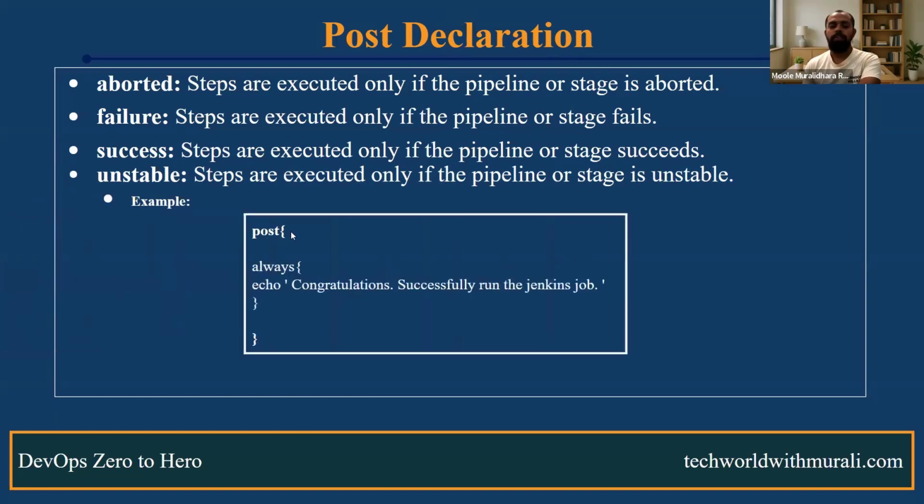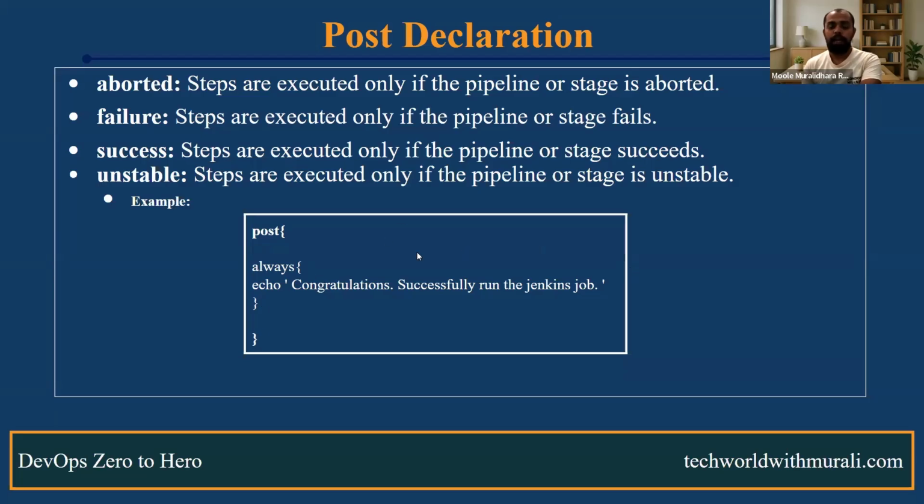Here we define options, post, open, close, always, open, close. Here you can see echo, congratulations, you have successfully run the Jenkins job. Here I have given always. Always means whether the Jenkins job failed or succeeded, it doesn't matter. Whatever we define in this post section will be triggered.